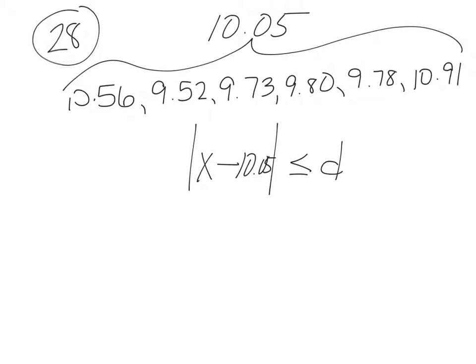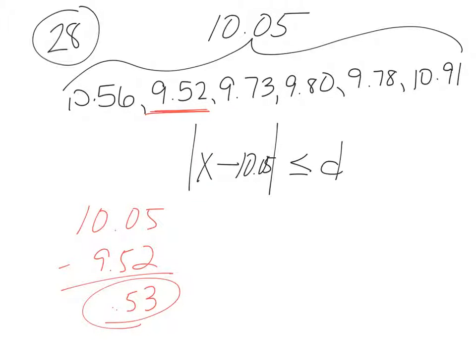So what's our lowest number? It's 9 and 52/100ths. If we subtract these two numbers, what do we get? We would get 53/100ths. If we subtract the highest number, 10 and 56/100ths, minus 10 and 5/100ths, that's not, never mind, hold on, let me erase that. That's not our highest number. Our highest number would be 10.91. So if we subtract that, what do we get?